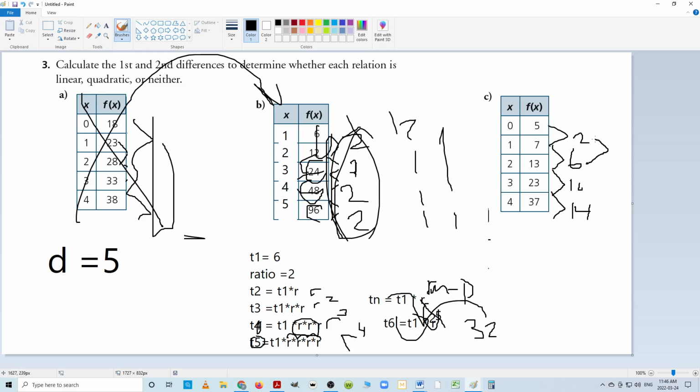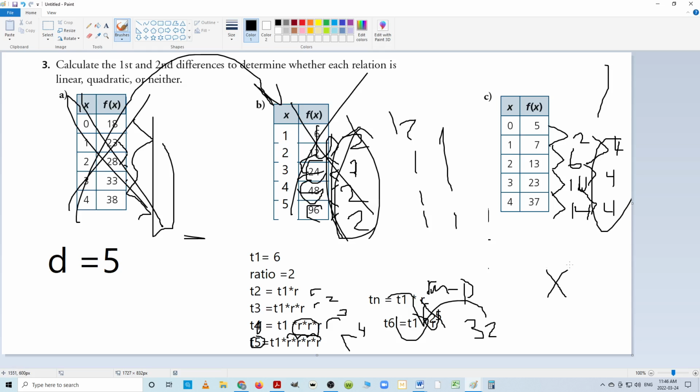Let's take the second differences and see if there's anything there. I got 4. I got 10. 4. I've got something interesting. 4. So these second differences tell me it's not a geometric and it's not an arithmetic, because the second differences are all the same. So that means I'm dealing with some sort of parabola. So if I look at this one, I've got to achieve a 5.